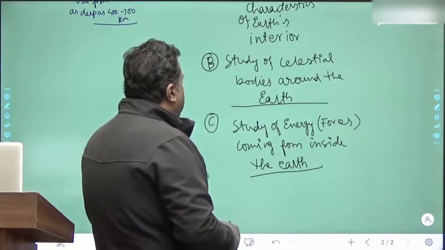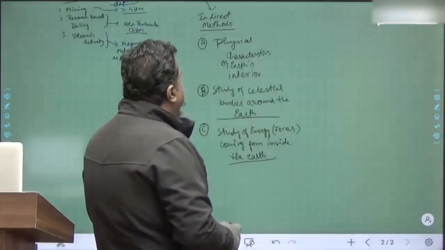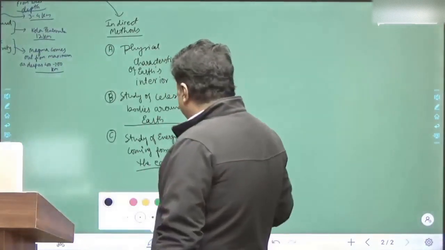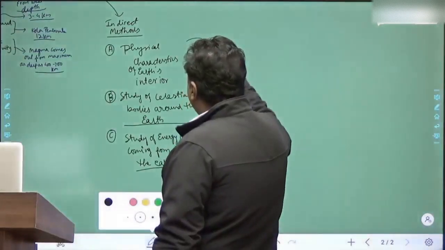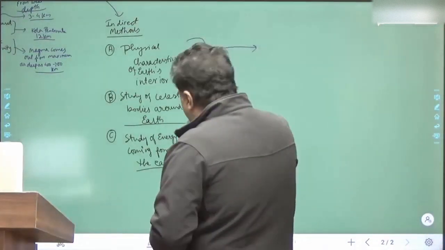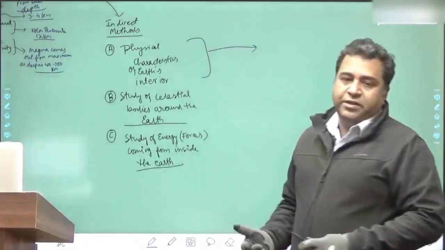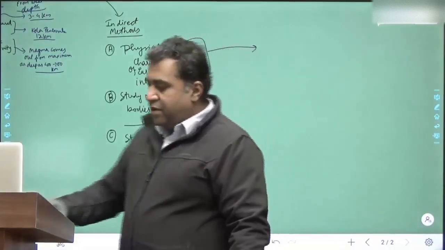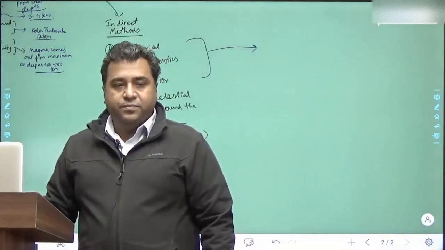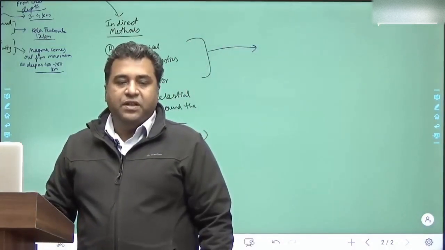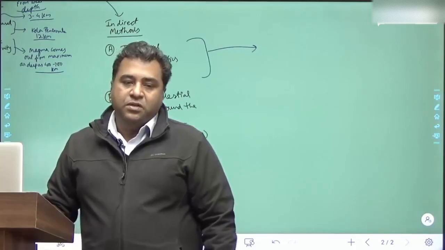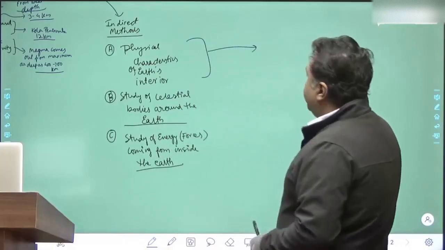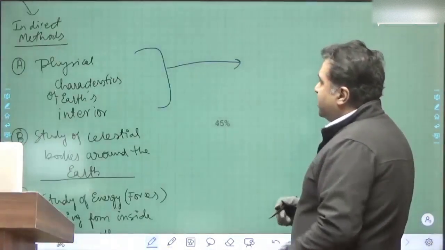Study of the indirect method. So first we'll take one by one. So the first one is physical characteristics of the earth interior. Okay, so how do the physical characteristics of the earth interior tell us about the earth's interior? Okay, so you can write. Let us cover that first.